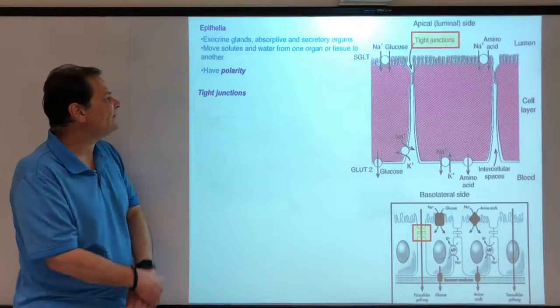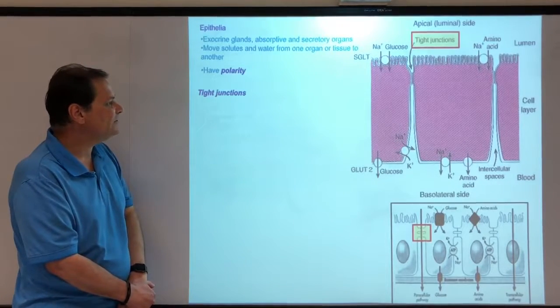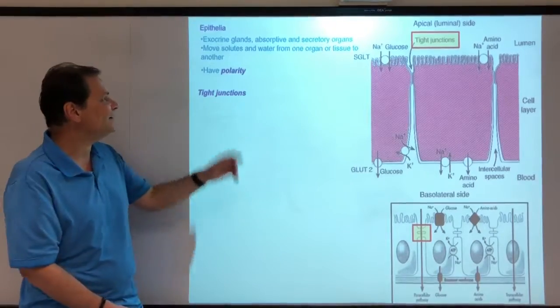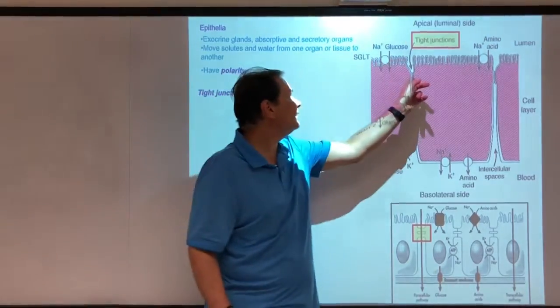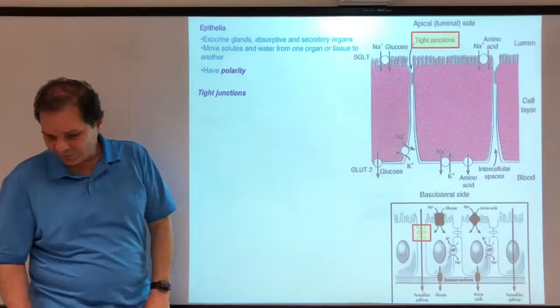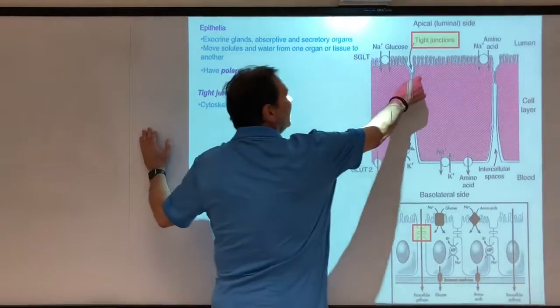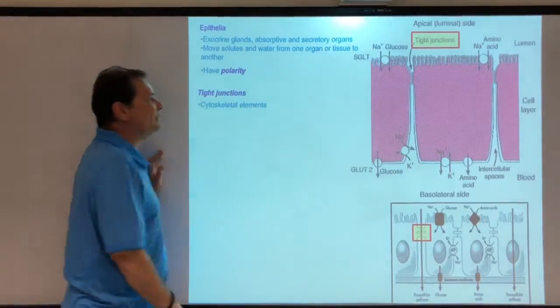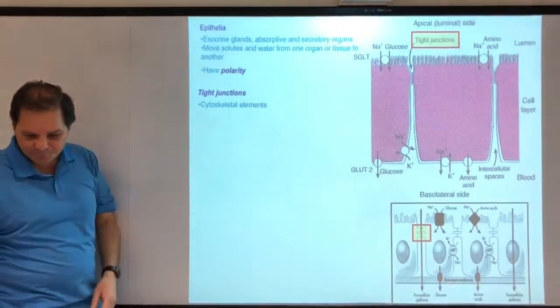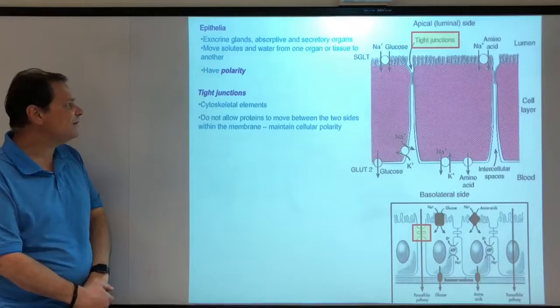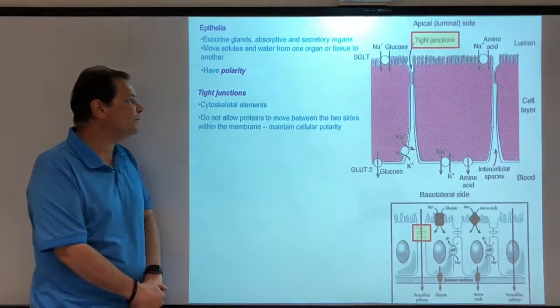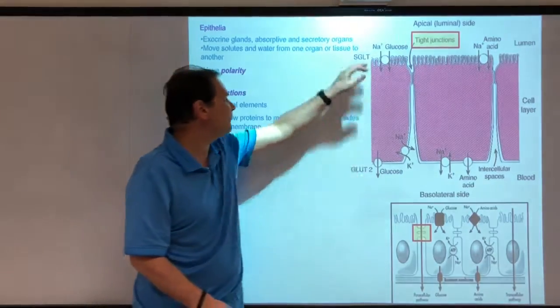That polarity, that sidedness of the tissue layer, is actually maintained by tight junctions, and that's these here. Tight junctions are cytoskeletal elements that hold these cellular membranes in apposition, and they generally are a barrier to the movement of substances from one side of the membrane to the other.